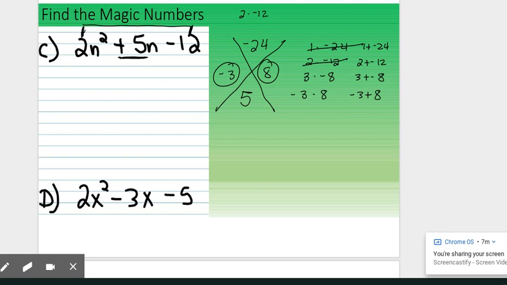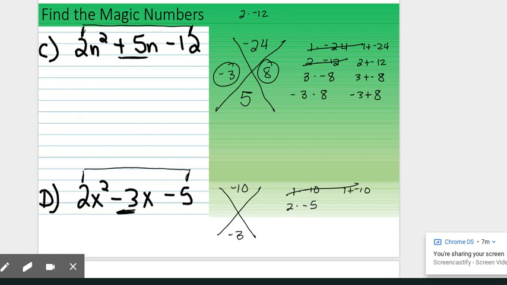Letter D, the last one here. Remember, A and C get multiplied together. That's negative 10. It adds up to be the B value, negative 3. Again, if I'm unsure, start with 1 in the number. 1 times negative 10, well, if I add those, I'm going to get negative 9. Not it. Negative 10 divided by 2 is negative 5. And there they are, our two numbers.